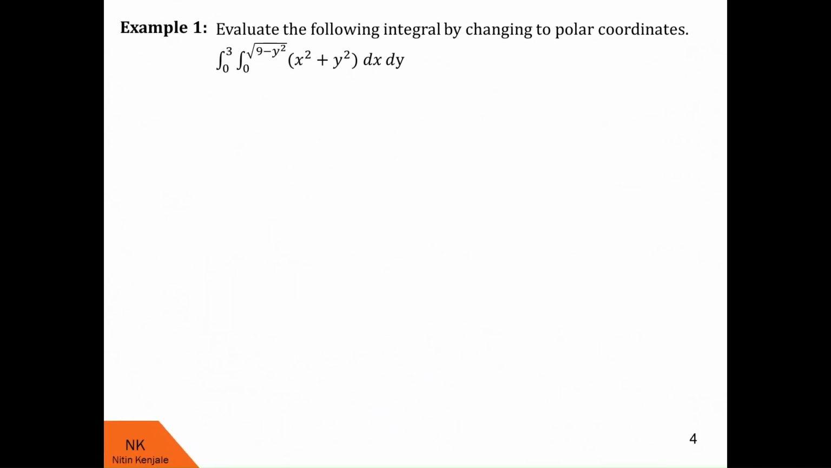In this first example, we are asked to evaluate the integral given by double integration of x square plus y square dx dy, where x limits are 0 and under root 9 minus y square and y limits are 0 and 3. Now let's go for the solution.